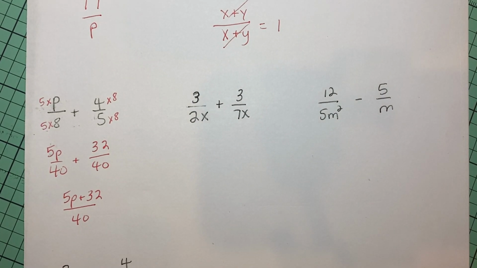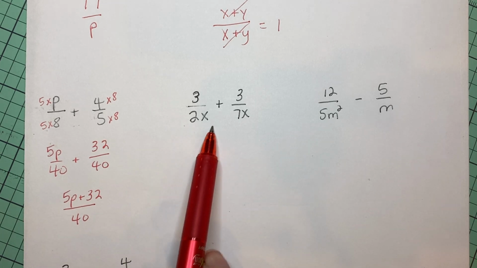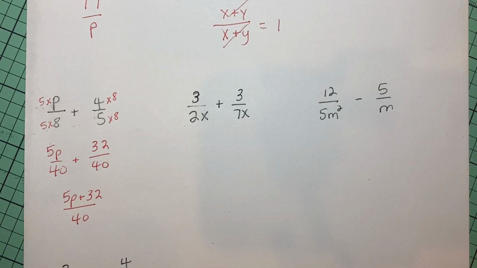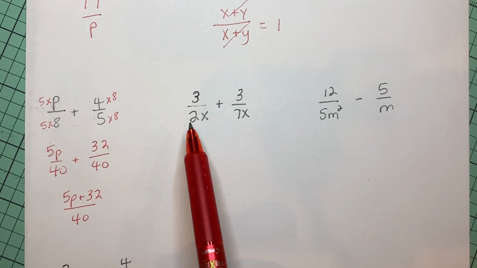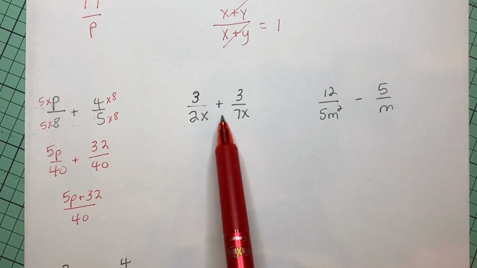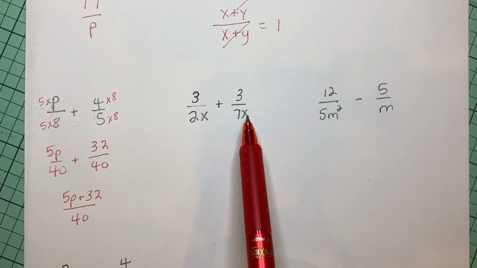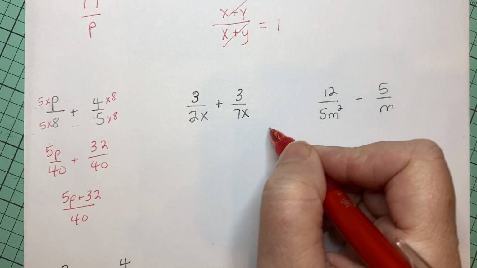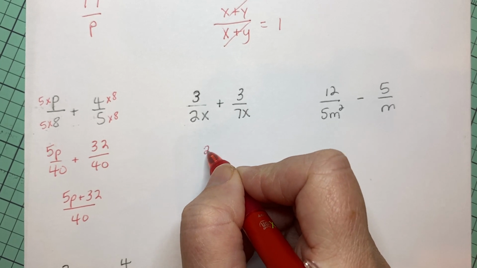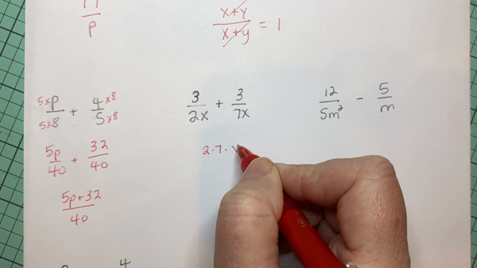Okay, this next one, the denominator has numbers and letters. And so you want one of every factor. You really have to think of these as separate things. So this is a 2, this is an x, this is a 7, and this is a 2. You don't have to write this down. So my common factor, I need a 2, I need a 7, and I need an x.